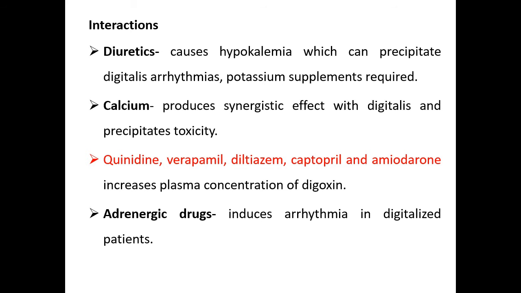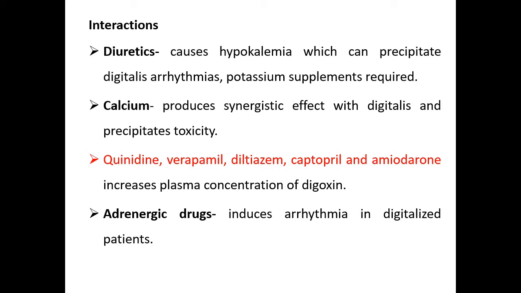Now going to interactions. Some diuretics like hydrochlorothiazide cause hypokalemia, which can precipitate digitalis arrhythmia. Because, as I already said, the hypokalemic condition leads to the precipitation of a more severe action of the digitalis. So in that condition, it precipitates severe digitalis arrhythmia, and for the treatment of this condition, potassium supplementation is required.